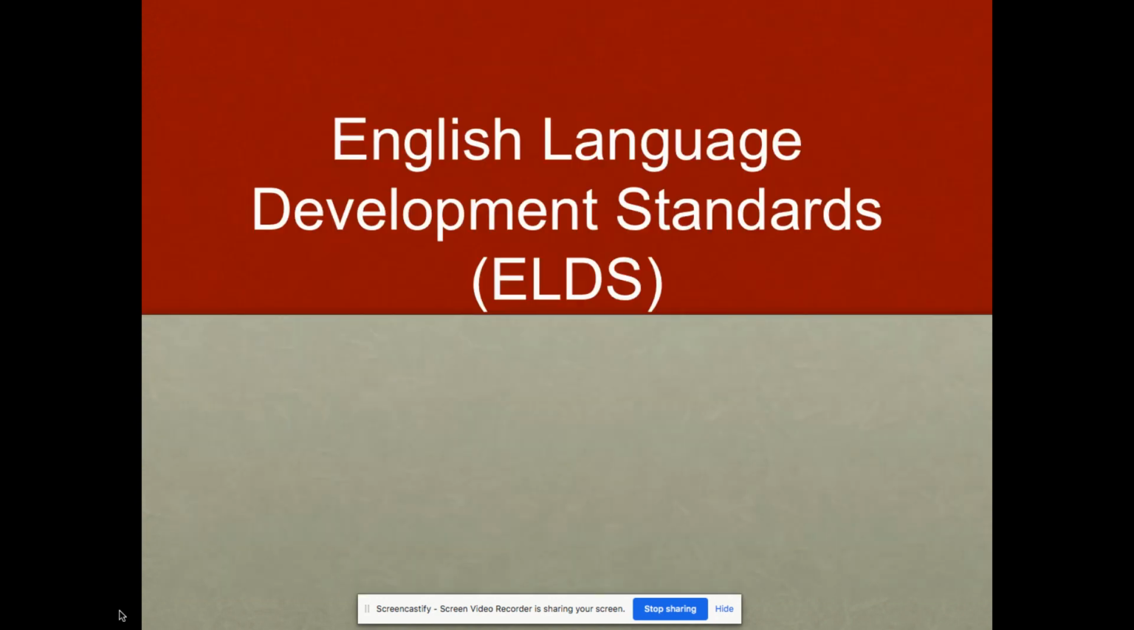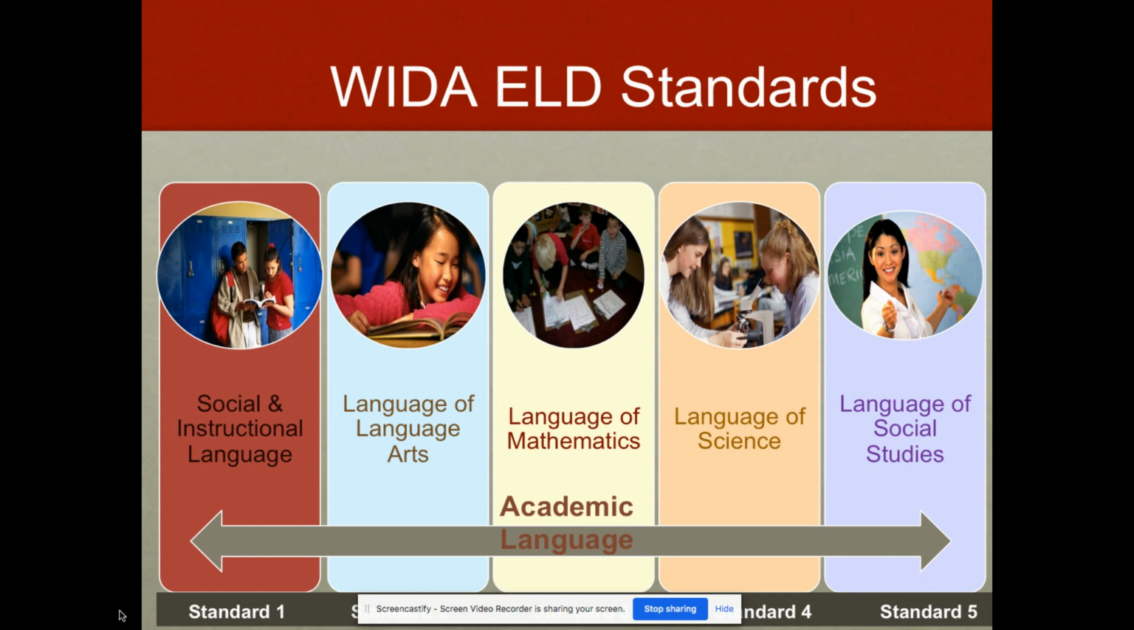Okay, the English language development standards. So we have social and instructional language, and then the language of language arts, the language of mathematics, the language of science, and the language of social studies. So when a student takes the Access for ELLs, they are not being scored and tested on, do they know the language just of language arts? It's for all of their content areas.